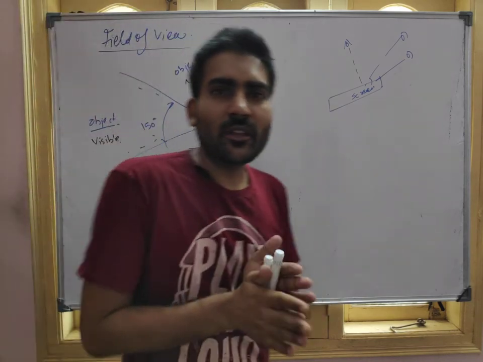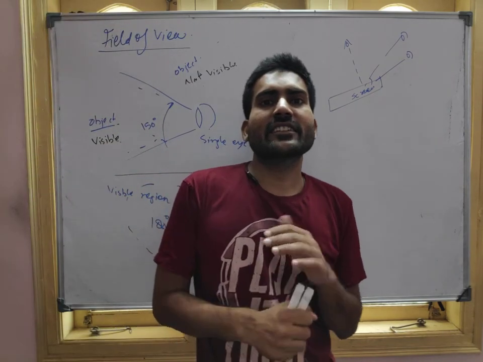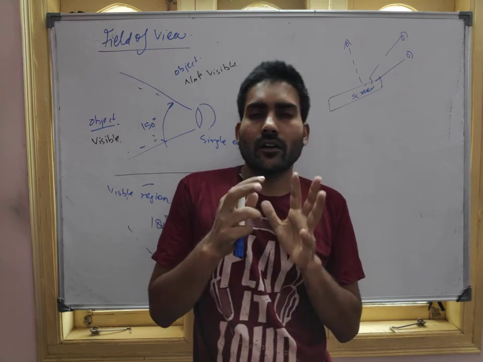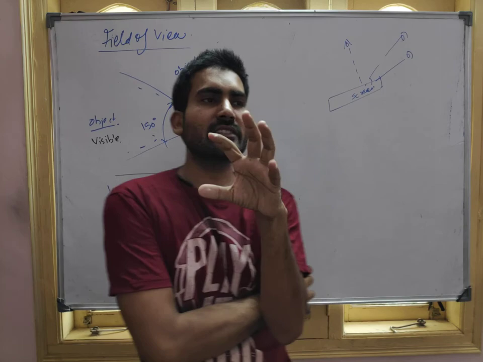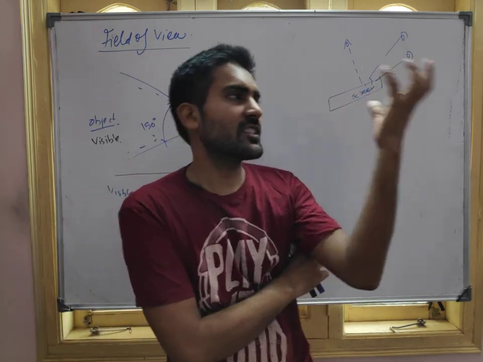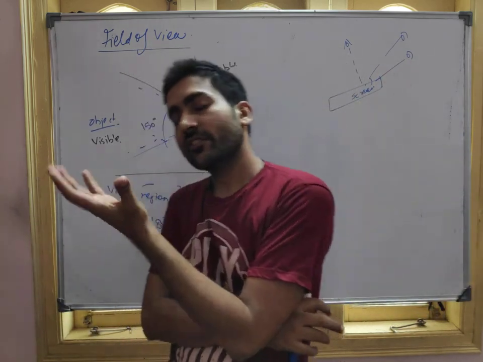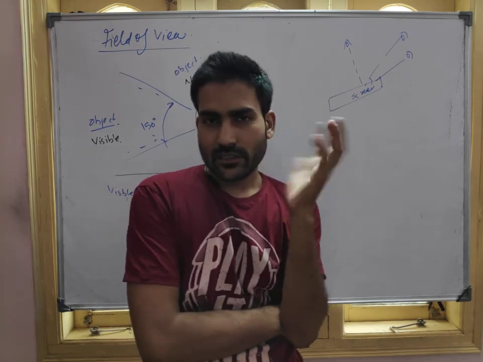So guys, let's stop the lecture here. In the next lecture we will see myopia and hypermetropia. These are defects in sight. Sometimes we can see near things, but we cannot see far things. Or we can see far things, but we cannot see near things. That we will see in the next lecture.